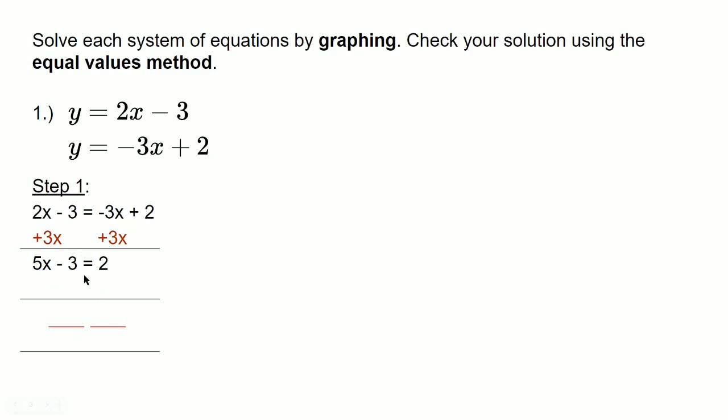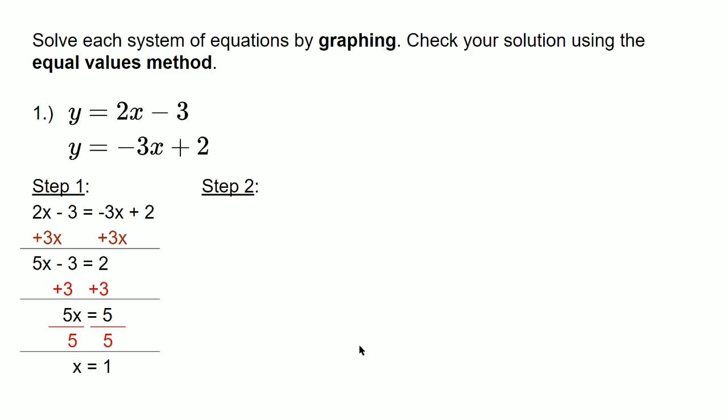Focusing on the side with the variable, I have to undo the subtraction first. So we use the inverse operation, which is addition. On the left, the 3's cancel. On the right, 2 plus 3 is 5. So now we have 5x equals 5. I'm going to undo that multiplication with division. Dividing both sides by 5 gives us x is equal to 1, which is good. That's what we found with our graphing. We still need to check and find the y value.